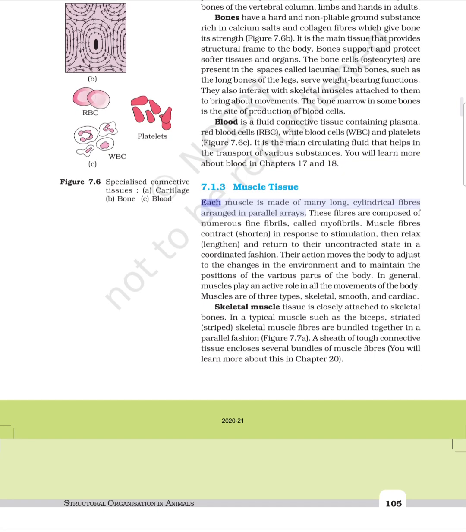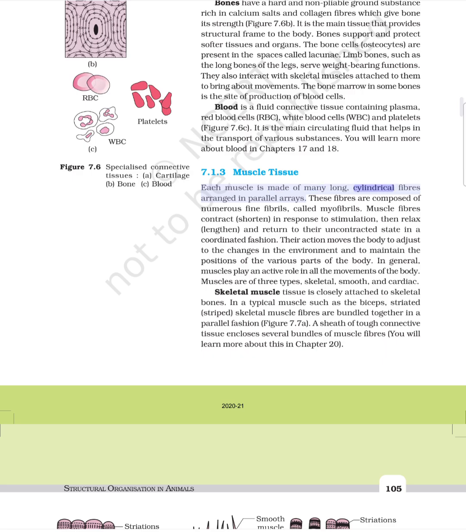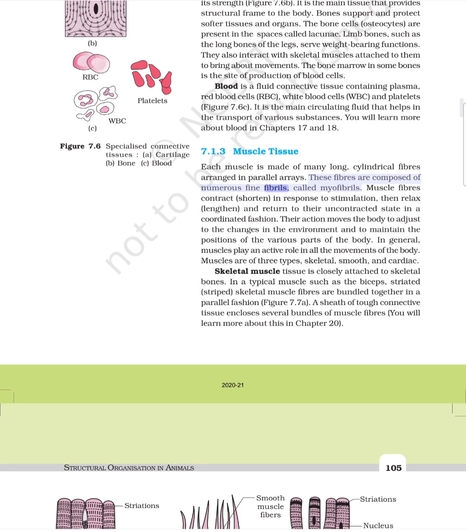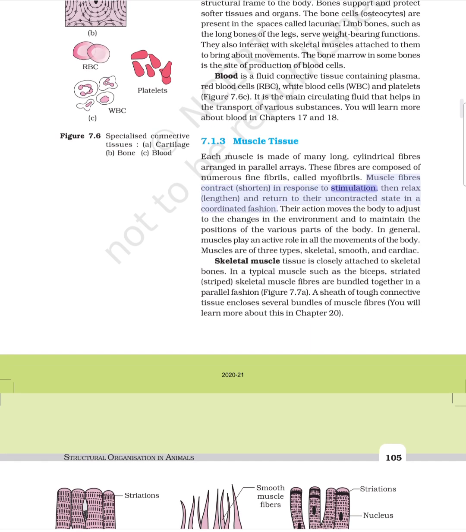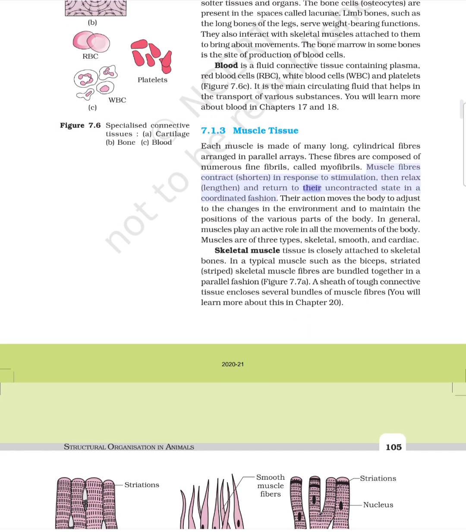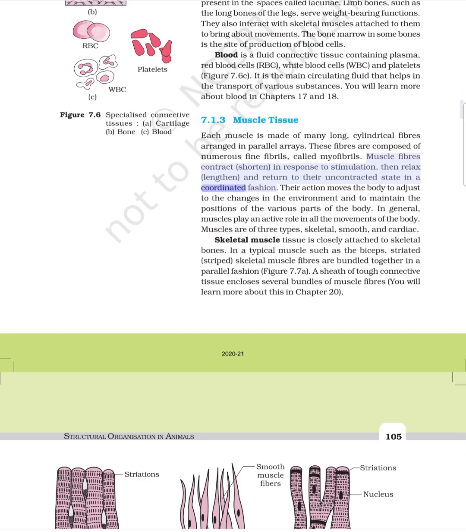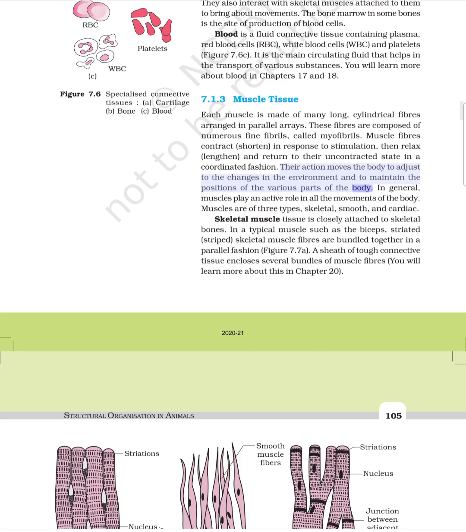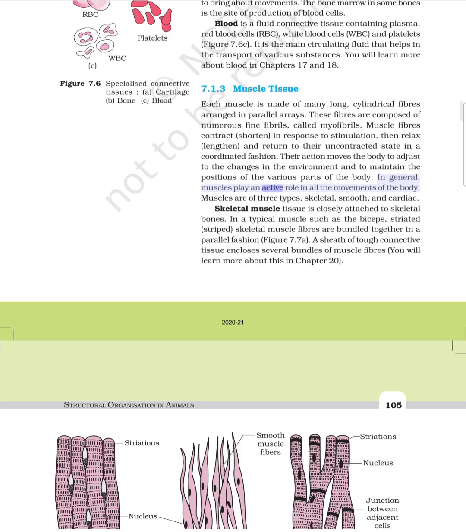7.1.3 Muscle tissue. Each muscle is made of many long, cylindrical fibers arranged in parallel arrays. These fibers are composed of numerous fine fibrils, called myofibrils. Muscle fibers contract in response to stimulation, then relax and return to their uncontracted state in a coordinated fashion. Their action moves the body to adjust to the changes in the environment and to maintain the positions of the various parts of the body.